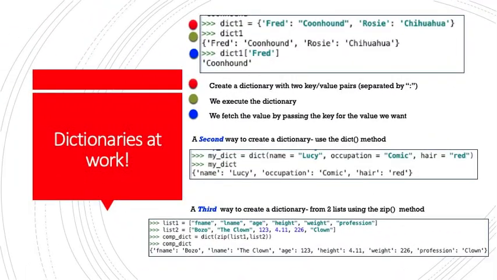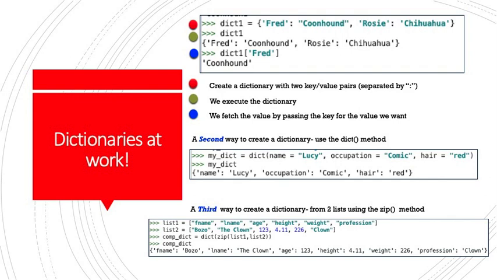Let's take a look at dictionaries at work. So here we create a dictionary called dict1 with two key value pairs separated by a colon. We then execute the dictionary. We fetch the value by passing the key for the value we want. So in this case, we want to fetch the value for Fred. So we execute dict1 Fred in square brackets and quotes, and we get back its value, coonhound.